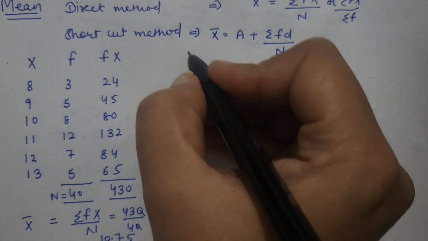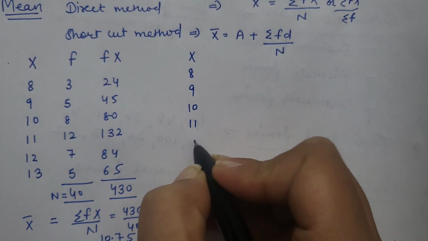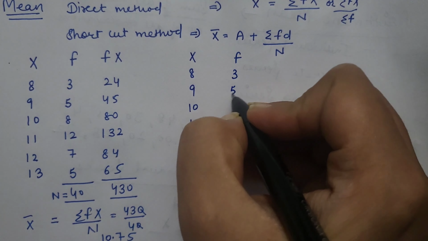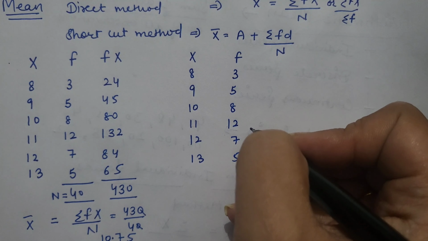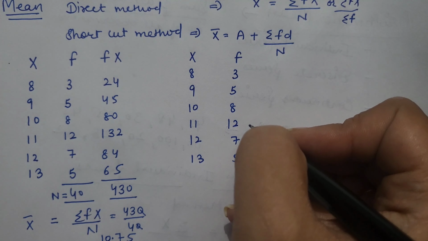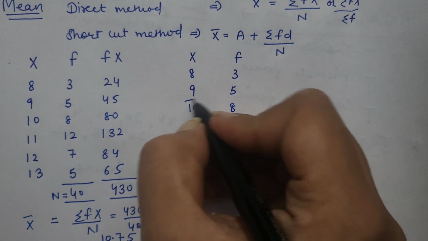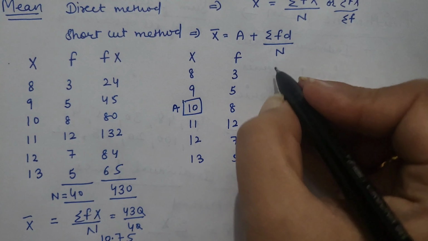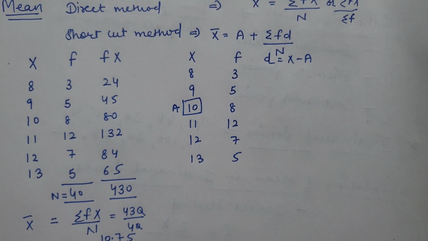Now, the other method, I am repeating the statement. 8, 9, 10, 11, 12 and 13. Frequency 3, 5, 8, 12, 7 and 5. So, we have to assume our mean, the assumed mean, which we will choose from x. Suppose assumed mean is 10. So, the next column is D, which is calculated by subtracting the assumed mean from all the observations.